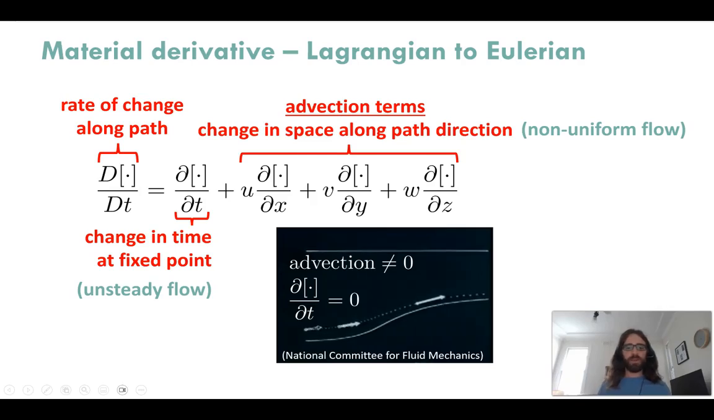So in this animation that we saw previously, we have 0 changes in time, because if you fix your position, you see that it doesn't actually change along time, and so this first term would be 0. However, the advection terms representing the change along the path in space would not be 0 in this particular instance. And of course, you can come up with other instances where you might have positive changes in time and 0 advection, or both of them being important.